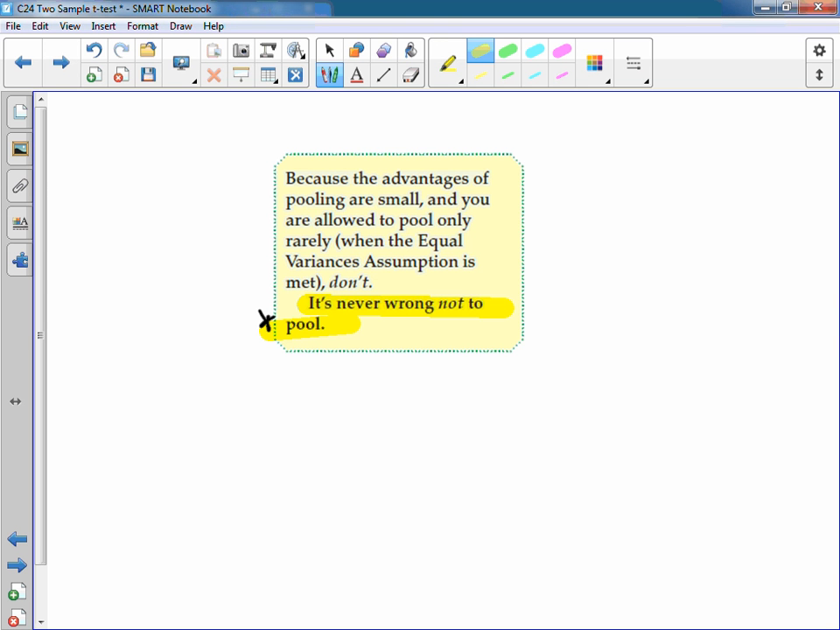You still have to pool for 2 proportion z tests. You do not have to pool for 2 sample t tests, all right? So you don't have to do it. So we won't.